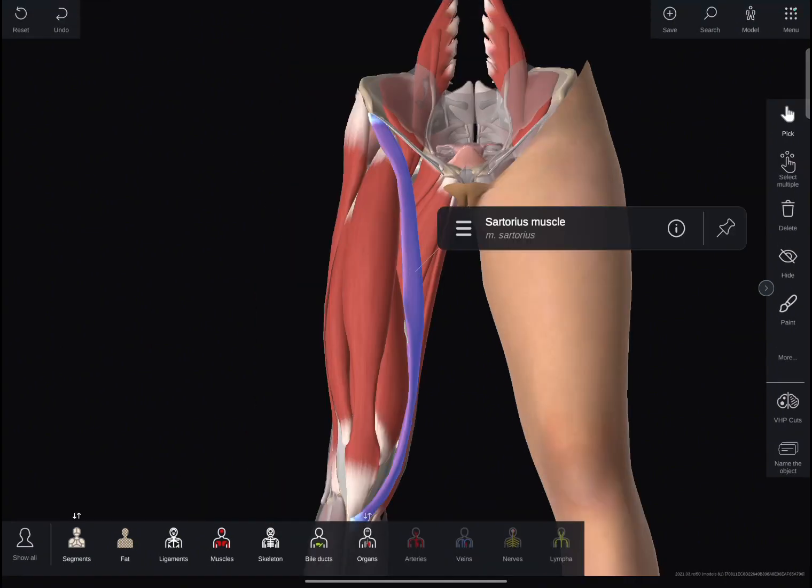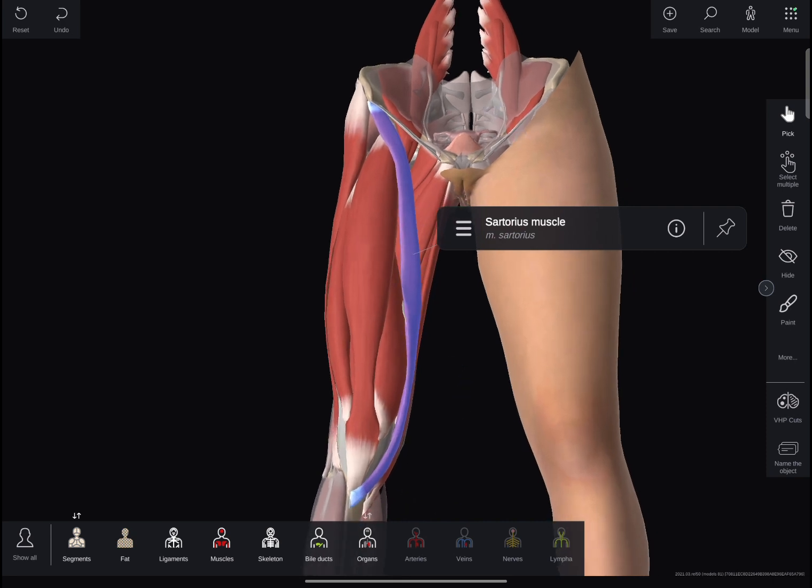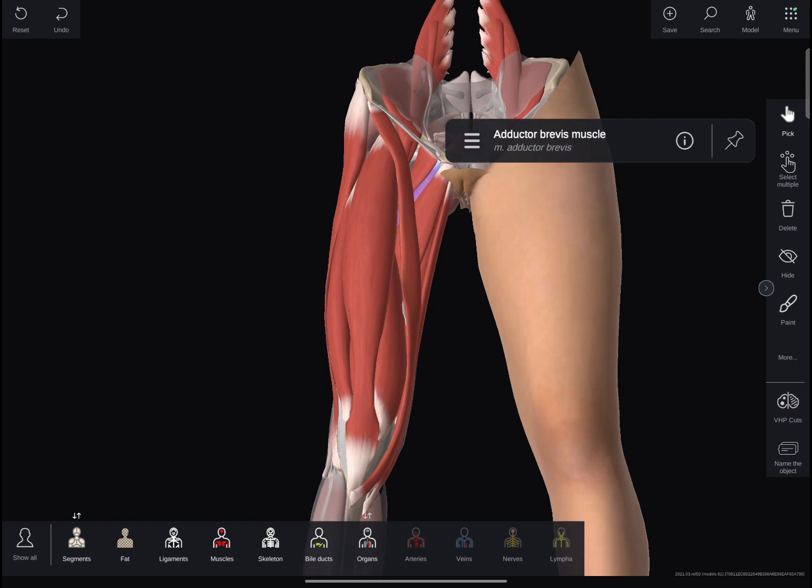The sartorius muscle rises from the anterior superior iliac spine and goes to the medial side of the proximal tibia, and it is innervated by the femoral nerve and supplied by the femoral artery. And this is the adductor longus muscle, which arises from the superior pubic ramus and goes to the pectineal line of the femur. And this is the adductor brevis muscle, which arises from the inferior pubic ramus and goes to the linea aspera on the femur.